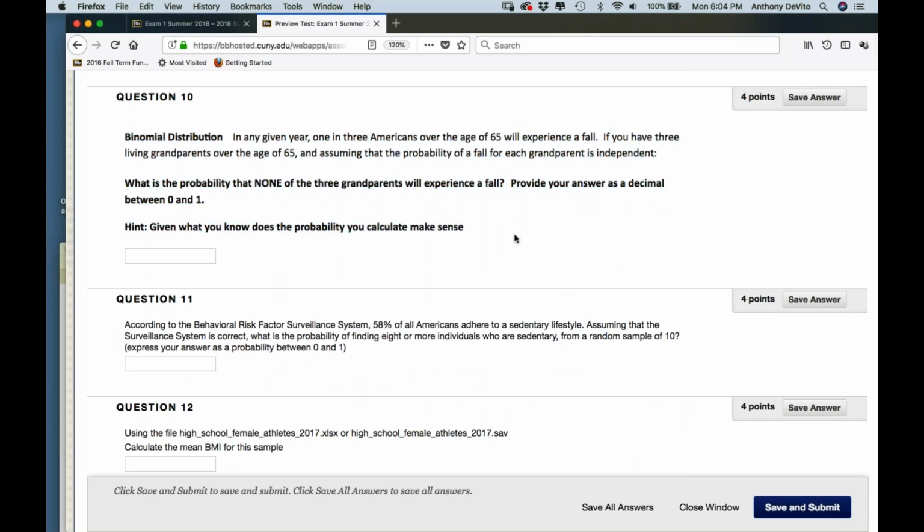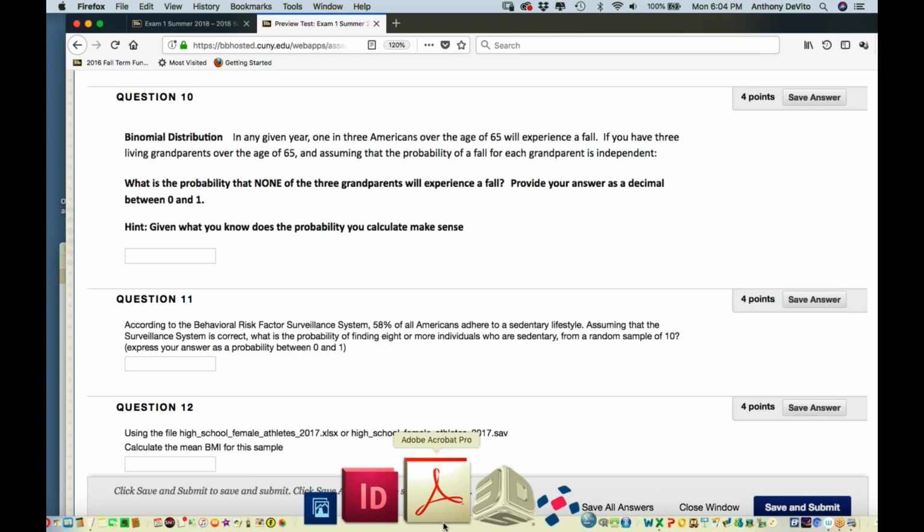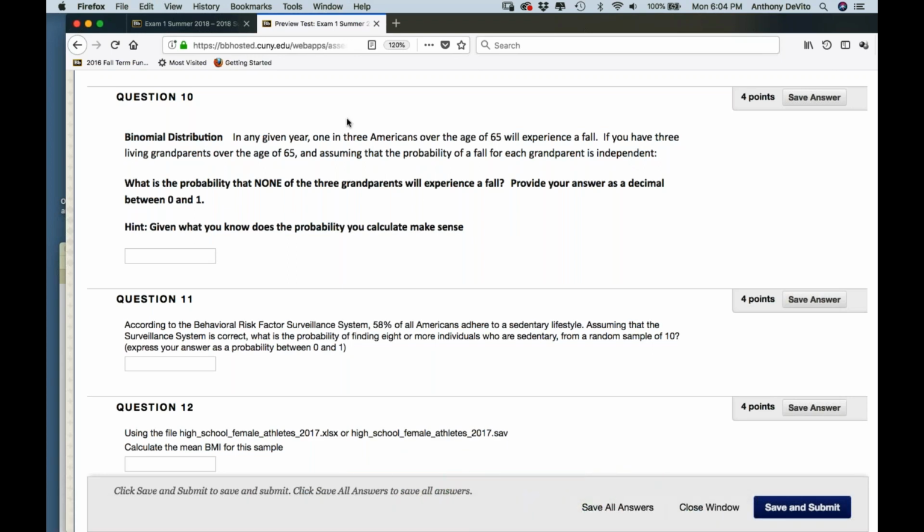Binomial distribution. Now, a few people stumbled on that, and it's really pretty simple. The hardest part about that is interpreting the word problem, number one, and then remembering how to apply the binomial distribution probabilities in Excel. So I'm going to go through these right now.